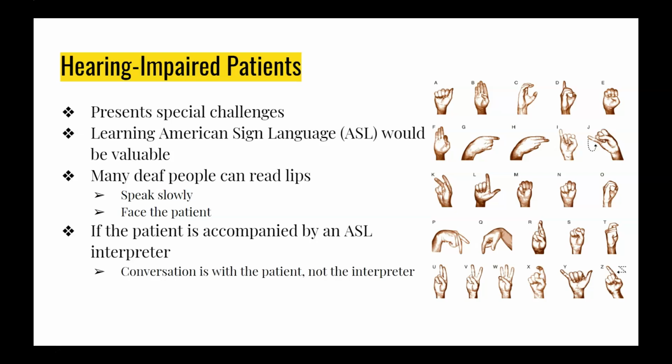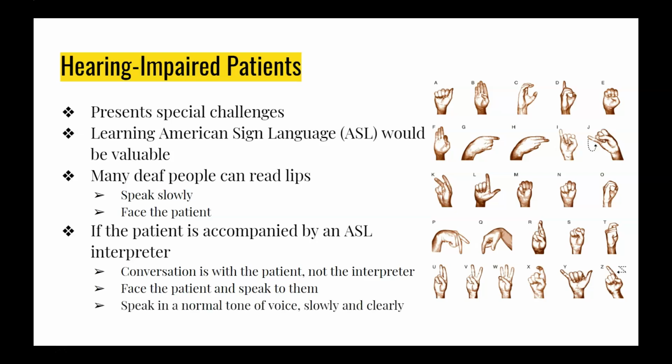And if that's the case, your conversation is still with the patient and not with the interpreter. You want to make sure you look at the patient and speak to the patient, because they're the ones who you're working with, and they are your patient. Again, you want to speak in a normal tone of voice, slowly and clearly. You don't want to talk louder. That's not going to help them hear you anymore, so just speak in a normal tone of voice.